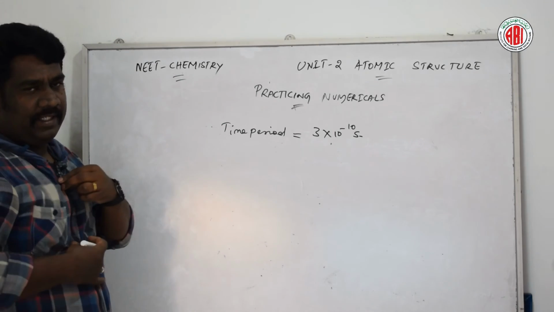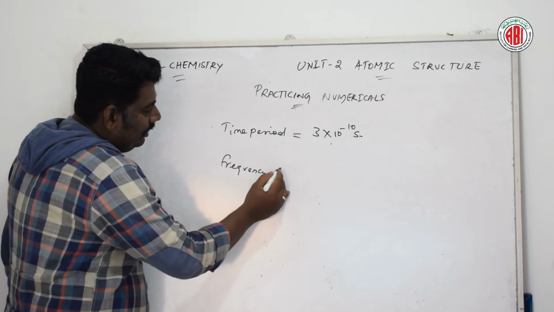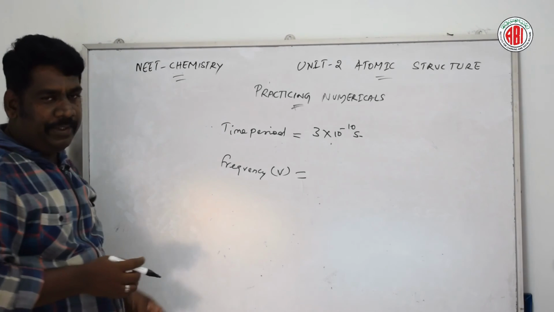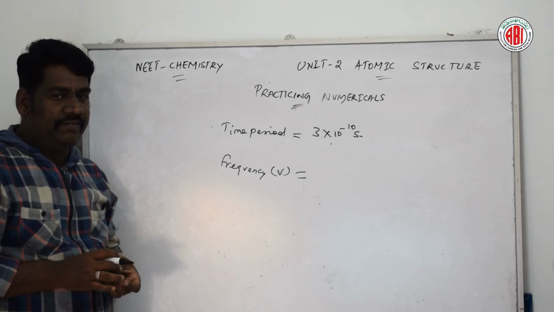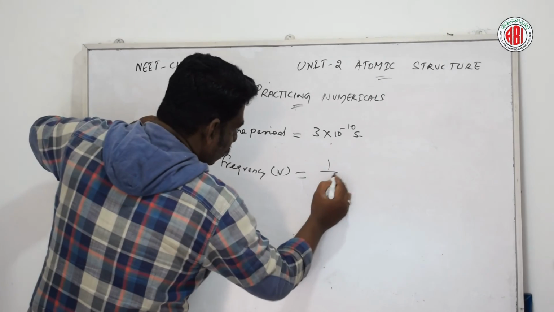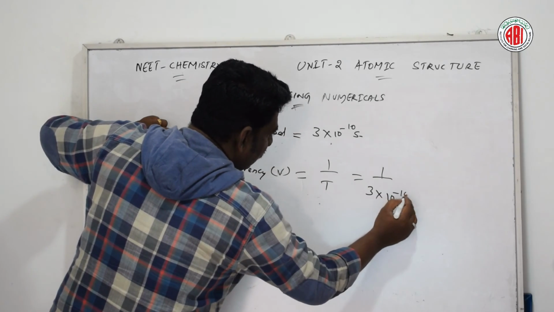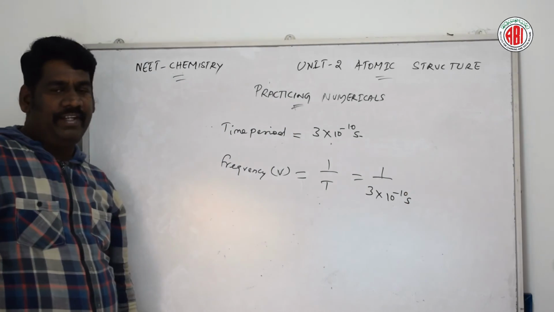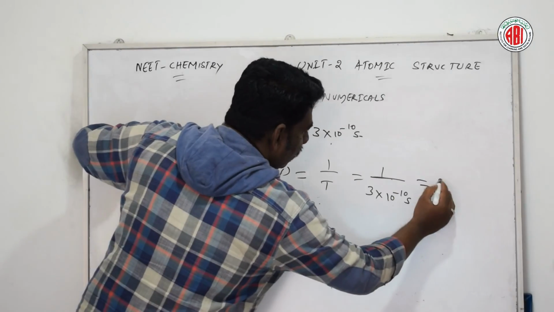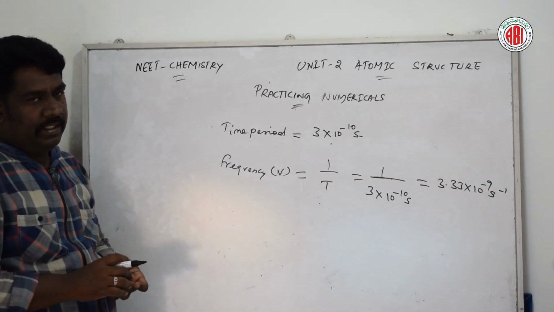Now let us find the frequency. That is nu. Frequency is equal to, we have a formula, 1 by time period. That is 1 by 3 into 10 to the power of minus 10 second for frequency. Simplifying this, we will get 3.33 into 10 to the power of minus 9 per second. That is the frequency.